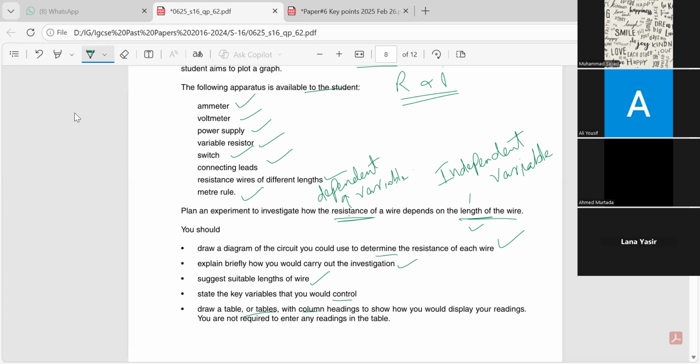And don't try to be over smart, don't try to write extra. Whatever is asked, only focus on those points. Better to focus in order, in the order as it is discussed.